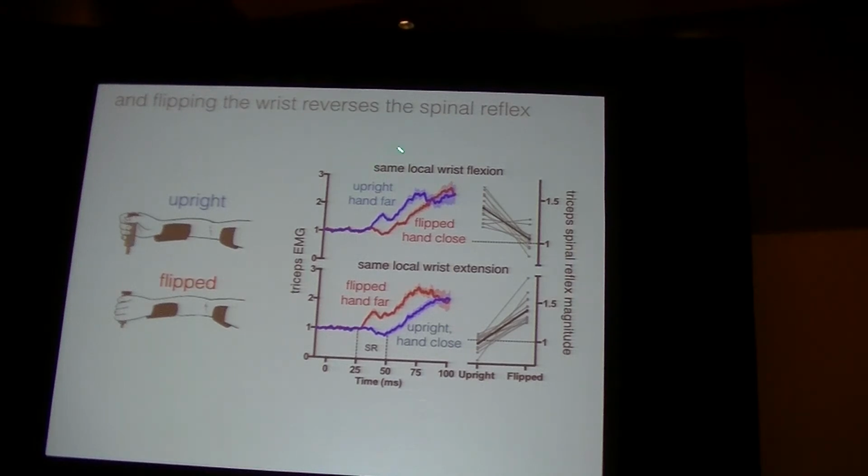So this is a situation where you have the same local wrist flexion, and either the hand is upright, in which case the hand moves far from the target, and then you evoke this excitatory spinal stretch reflex. But if you flip it and apply the same local wrist flexion motion, now your hand is close to the target, and actually you see no spinal stretch reflex or actually a reduction. And the same is true for wrist extension, and again, it's incredibly robust across individual participants.